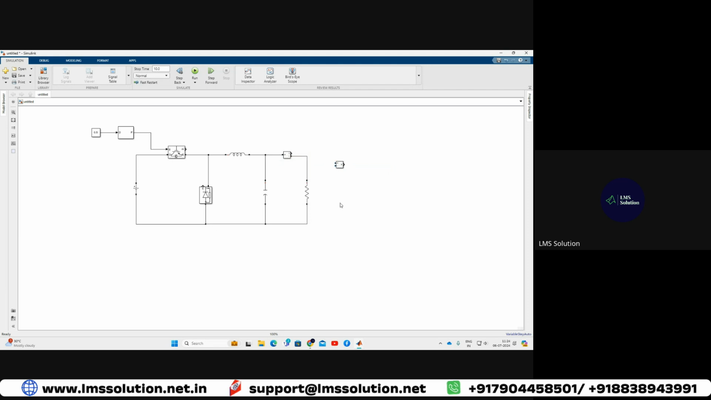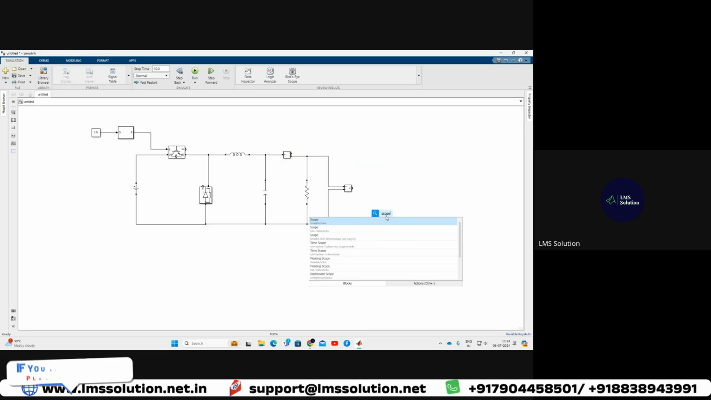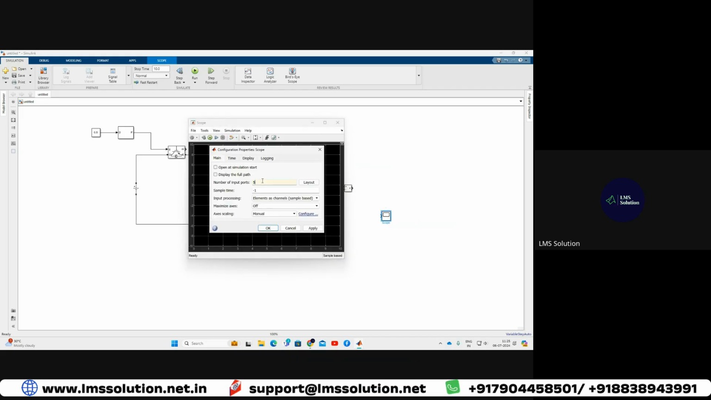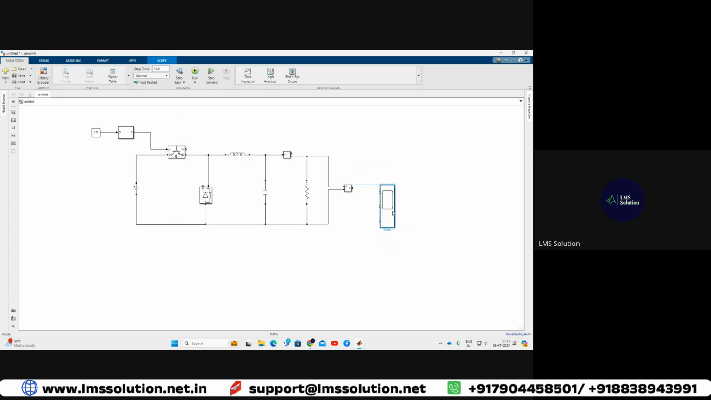Measuring the load current, and I'm going to connect this voltage measurement across that load. Next, I'm going to see the results. That means voltage, current, and power of the load side. Okay, and I'm going to use a scope. That scope has three ports. In the three ports, you have to measure voltage, current, and power. Here, I'm going to connect voltage, current, and then I'm going to calculate the power by multiplying voltage and current.